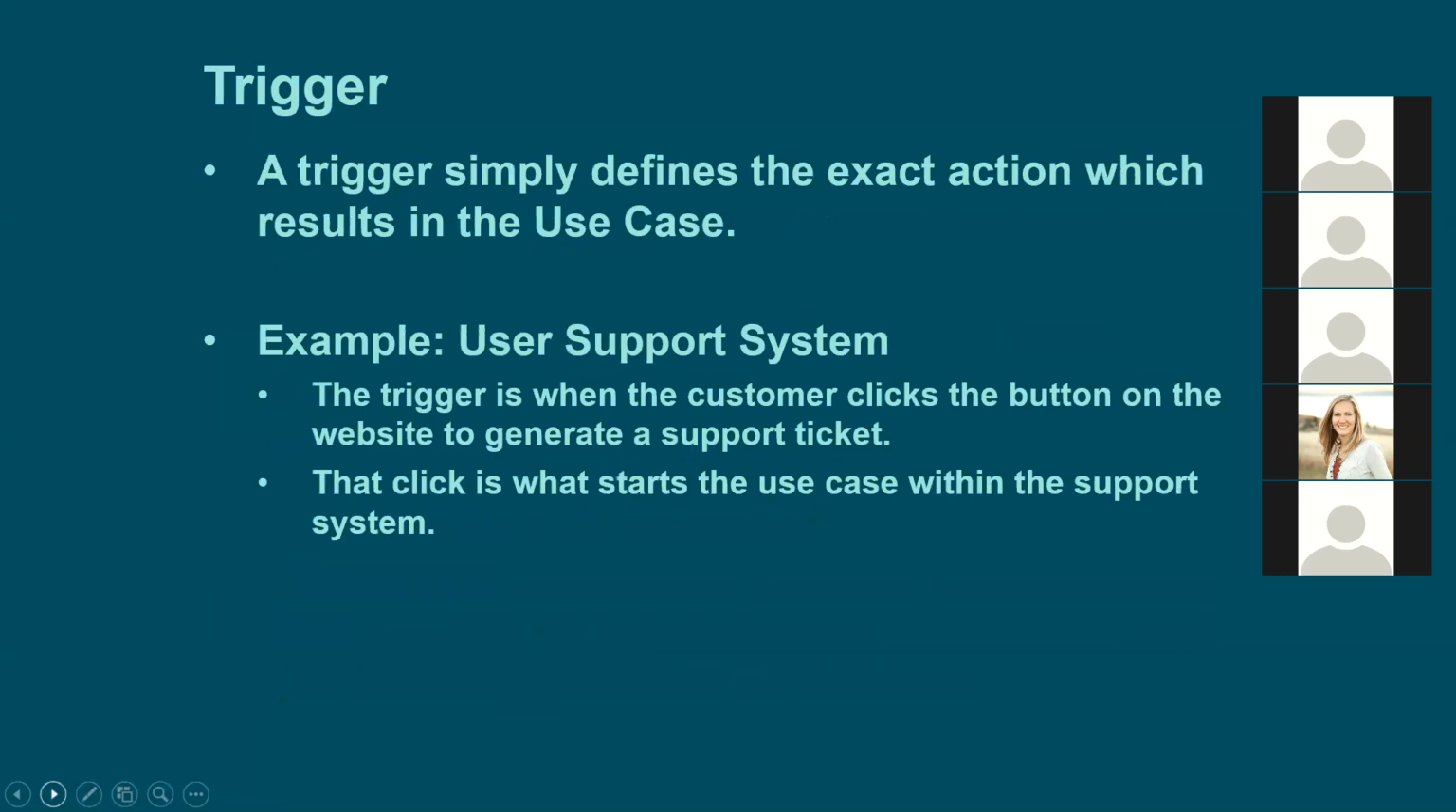A trigger simply defines the exact action which results in the use case. Again, the example being a user support system, a ticketing system. The trigger is when the customer clicks the button on the website to generate a support ticket. That's what starts the use case within the support system.